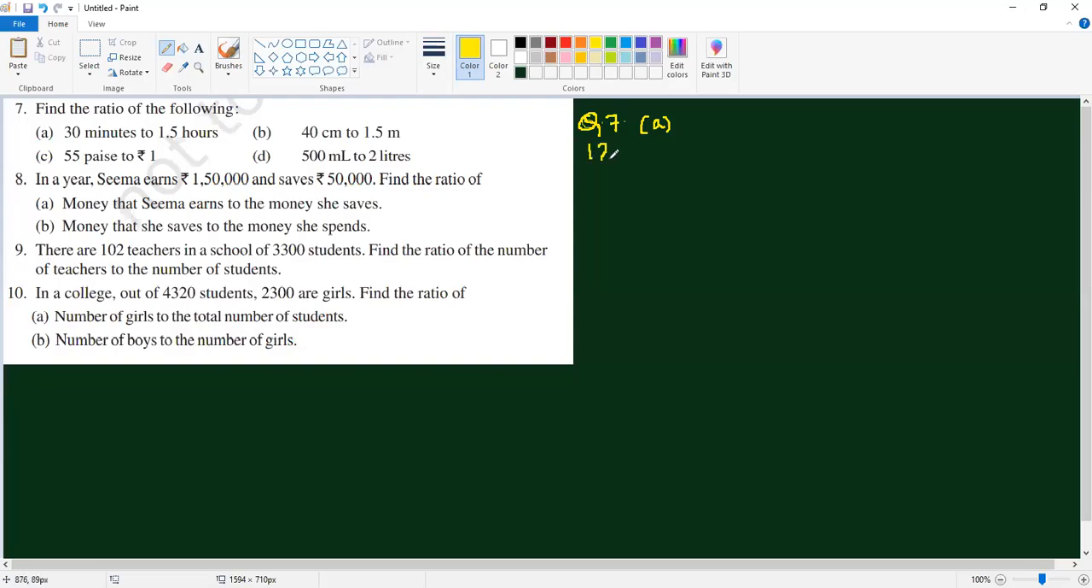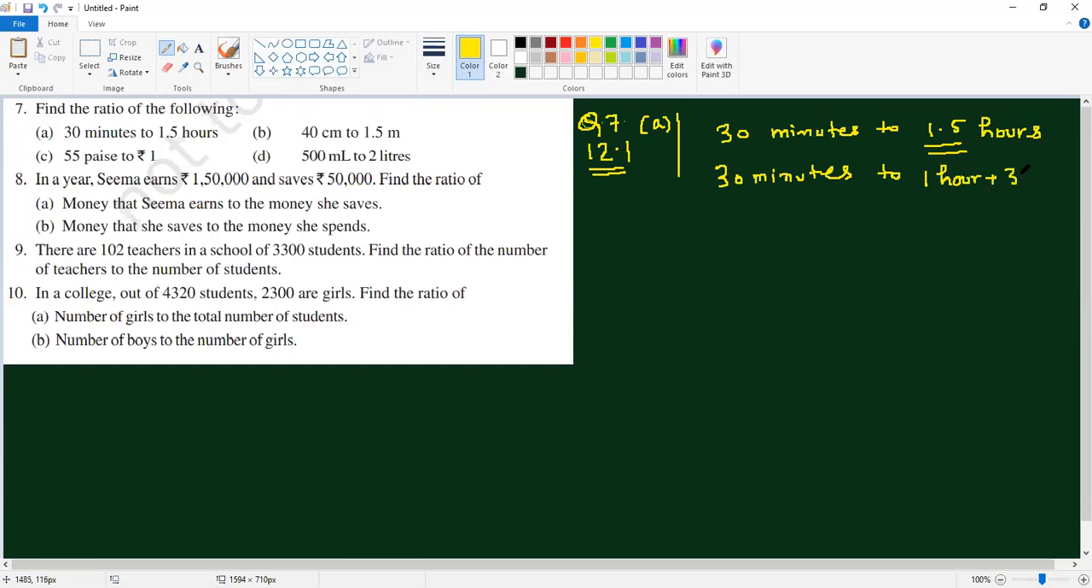of exercise 12.1. It is said that we have to find the ratio of 30 minutes to 1.5 hours. So 30 minutes will become 30 minutes only, and 1.5 hours can be written as 1 hour plus 30 minutes.